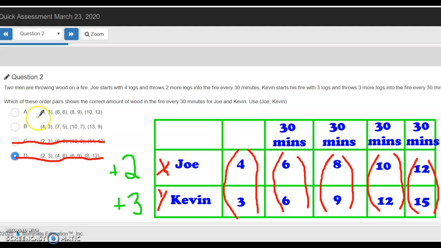Now, if I look at B and A, I have to be careful because they both have an ordered pair of 4 and 3. So the next one I need is the ordered pair of 6 and 6. Well, if I look in B, it does not have it, so I know that rules out B. So let's look at A. A has 4 and 3, 6 and 6. It has 8 and 9, and it also has 10 and 12. So my answer for this one would be A.